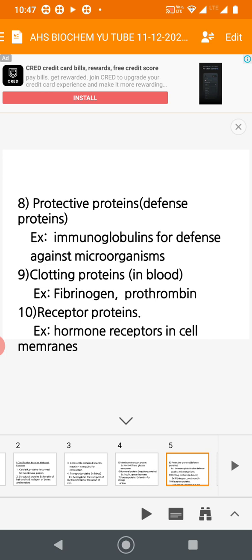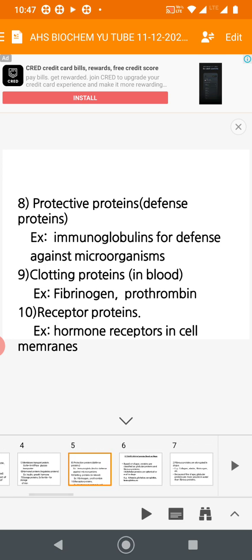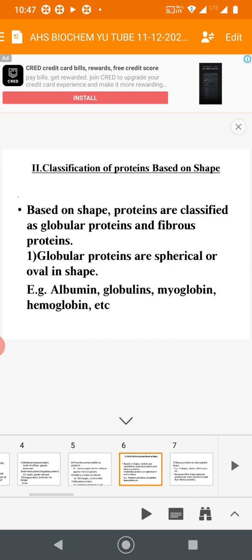Next is clotting proteins, which are required for coagulation of blood and are present in the blood: prothrombin, fibrinogen. The 10th classification is receptor protein, various hormone receptors in the cell membrane. So these are the 10 functional classifications of protein. Next is classification of protein based on shape.